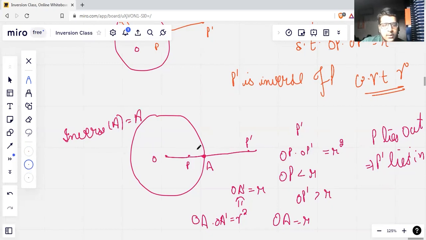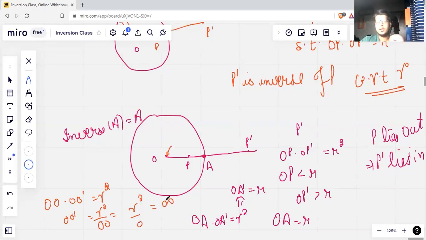Moreover, it's easy to see that the inverse of O should be the point at infinity. How can we think about this? OO into OO dash should be R square. Now OO dash is basically R square by OO, which is just R square by 0 in some sense, which is infinite.